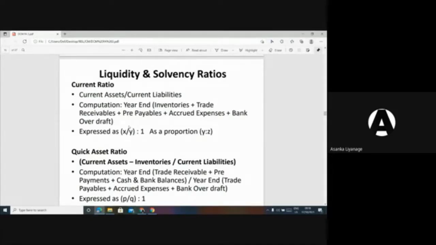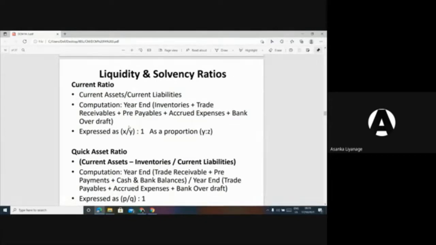Since these two figures are only from the balance sheet, you need not take the average figures. Normally, current assets include inventories, debtors or trade receivables, prepayments, cash, and everything. Current liabilities normally include overdraft, trade payables, accrued expenses, items like those.